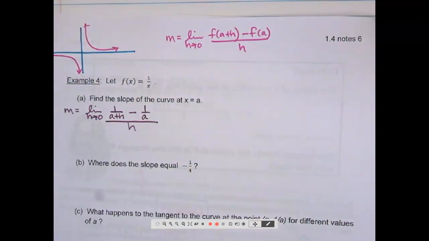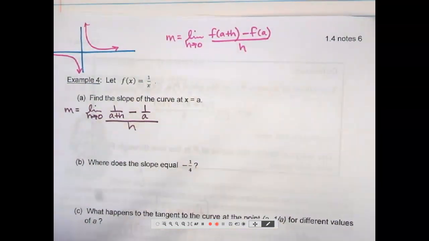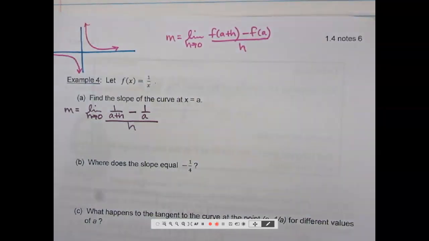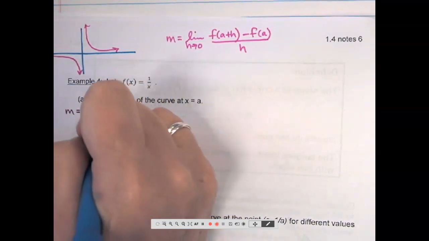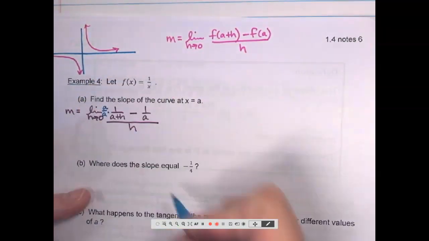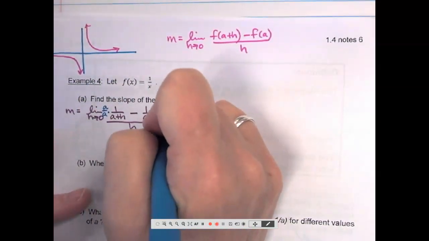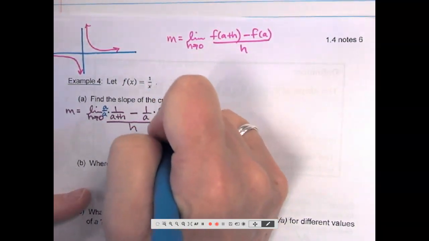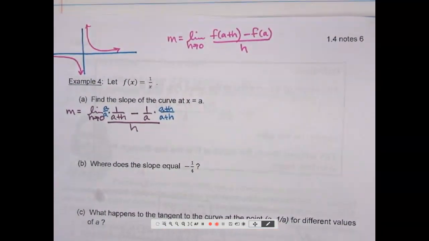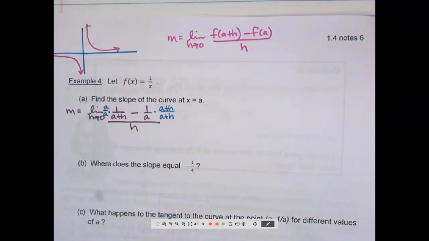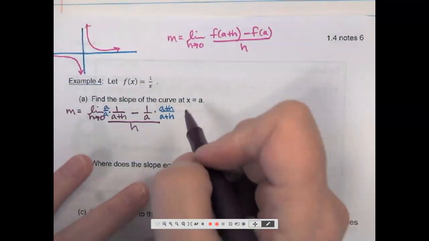How do I subtract those? I have to get common denominators. Okay, what would the common denominator be? A times a plus h. I'm just going to have to use both of those denominators. So that means this one is going to be multiplied by a over a, and this one by a plus h over a plus h. So I have to multiply top and bottom so that I'm really just multiplying by a form of 1, not changing the value of the fraction.